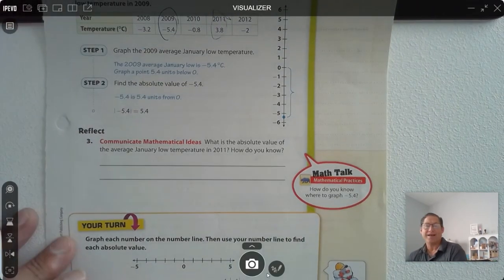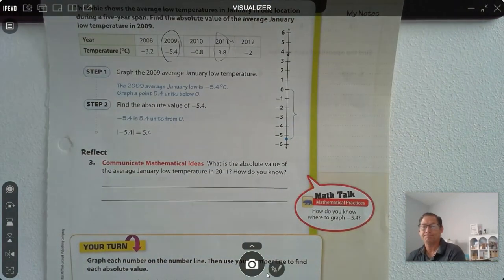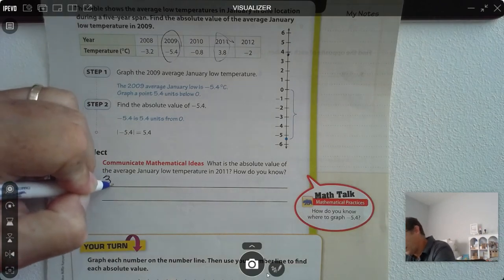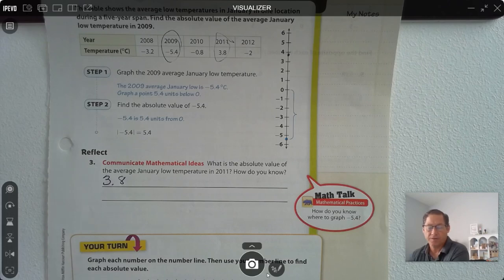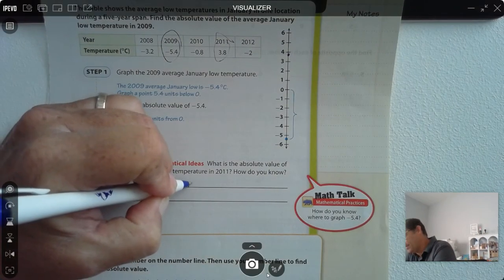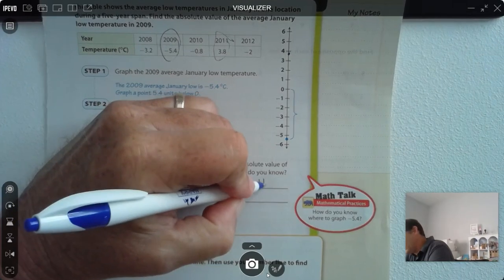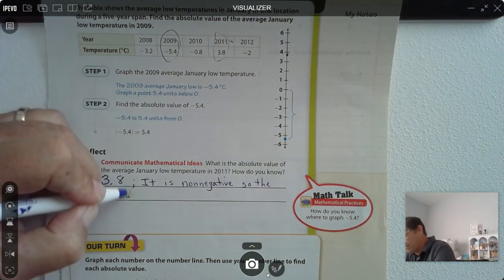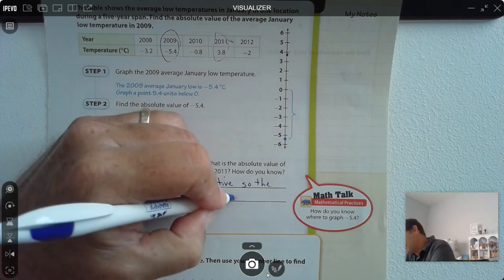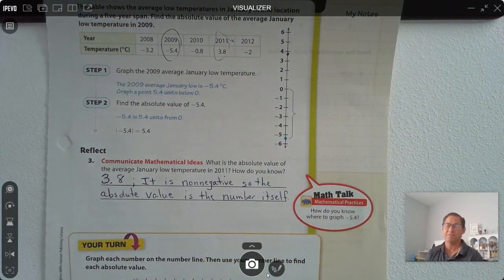In 2011, it's 3.8. Okay, so 3.8 would be right about there, right? So the absolute value of 3.8, again, is just a distance away from 0. So the absolute value of 3.8 is 3.8. 3.8 is non-negative, so the absolute value is simply that number. Okay, because we always represent absolute value as a positive value.